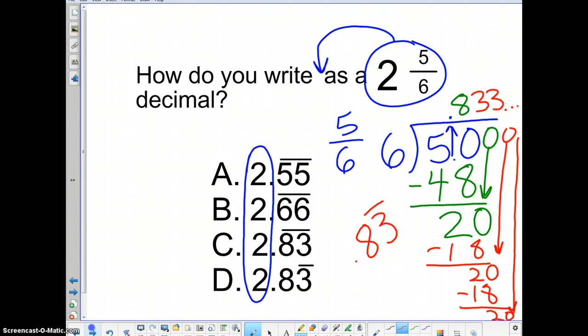All right? So how we would write this decimal is 0.83, but the 3 is the only one that has the bar over it because it's the 3's that keep repeating. Okay, so make sure that the bar does not go over the 8. Okay, so obviously A and B would not be correct answers. 2.83 for C, 83 repeating, that would be fine except that the repeating bar is also over the 8, so our correct answer would be D. 2.83 is the one that is repeating. Okay. I'll give you a minute to write that down in your notes as well. Hopefully you've been writing this down all along.